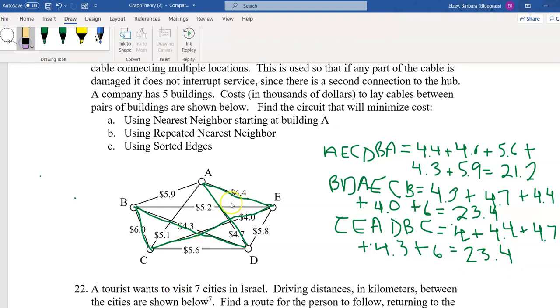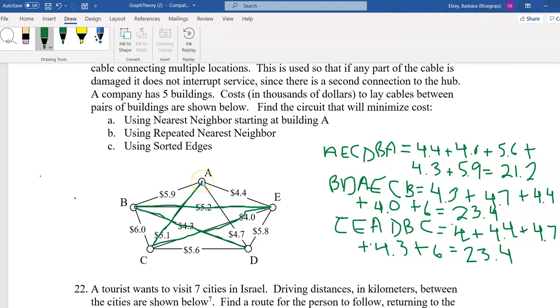All right, so we proceed to do D. Let's start with D and do nearest neighbor. The nearest neighbor coming out of D will be our 4.3, which goes to B. From B, my next one, 5.9, 5.2, 6.0, 5.2 is the smallest. Now if we go to E, the smallest coming out of E will be 4.0. Now the smallest coming out of C, well, let's see, 5.6, 5.1, and 6.0, 5.1.